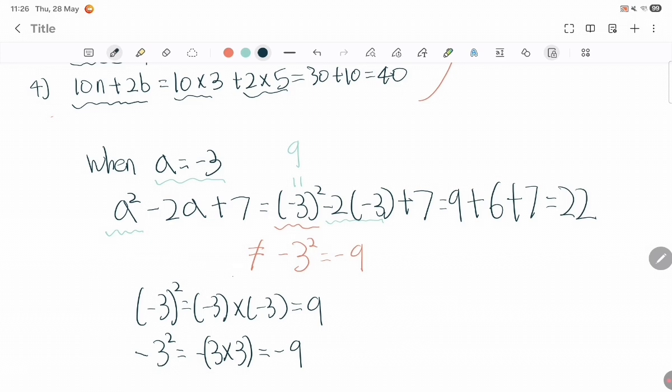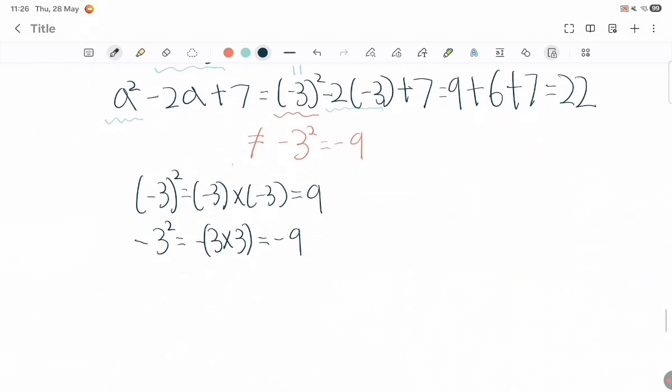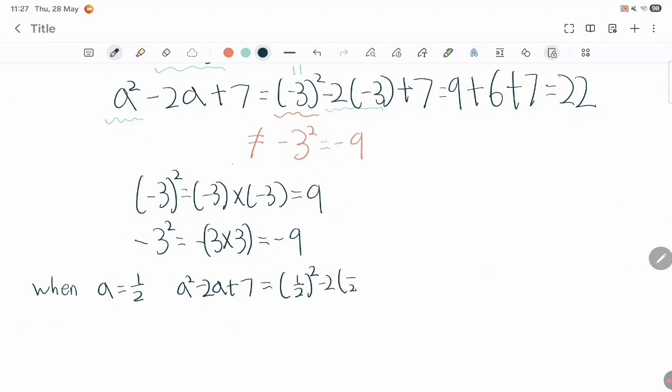So maybe one more. Yeah, let's just do one more thing. When a equals half, then how do we evaluate this expression? Just the same expression that we just did. Let's see. So pretty much the same. It is better to put brackets just to make it easier. 2 times half plus 7.